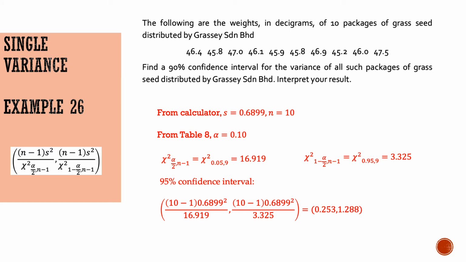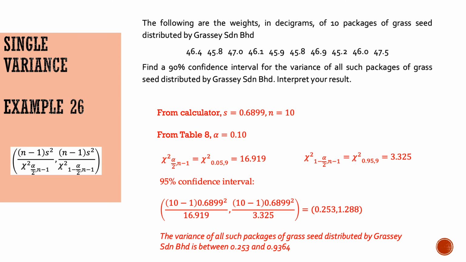And then substitute into the formula. Finally, we get confidence interval equals to 0.253 and 1.288. So how to interpret the confidence interval? You just say the variance of all such packages of grass seed distributed by Grassi Sdn Bhd is between 0.253 and 0.9364.